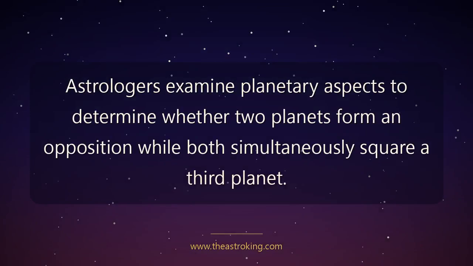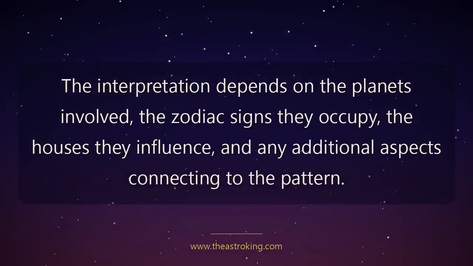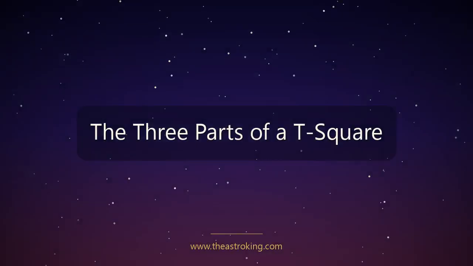How astrologers identify a T-square? Astrologers examine planetary aspects to determine whether two planets form an opposition while both simultaneously square a third planet. Together, these three aspects create the distinctive T shape within the birth chart. The interpretation depends on the planets involved, the zodiac signs they occupy, the houses they influence, and any additional aspects connecting to the pattern.